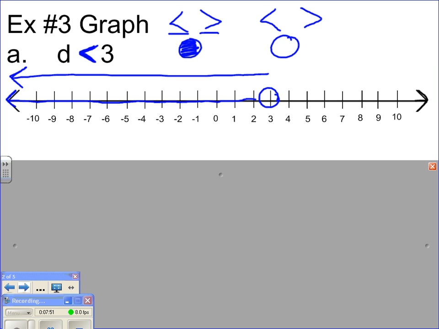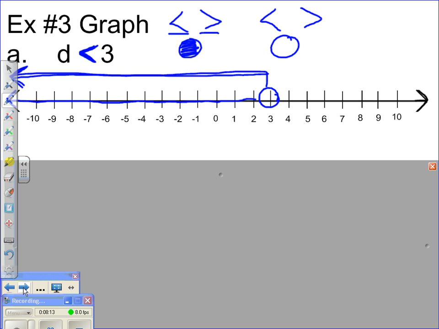Do not shade above the line. Do not shade below the line. Shade on the line. Some of your middle school teachers told you to shade above the line. They made it go like this. When you shade it, you shade on a number line.